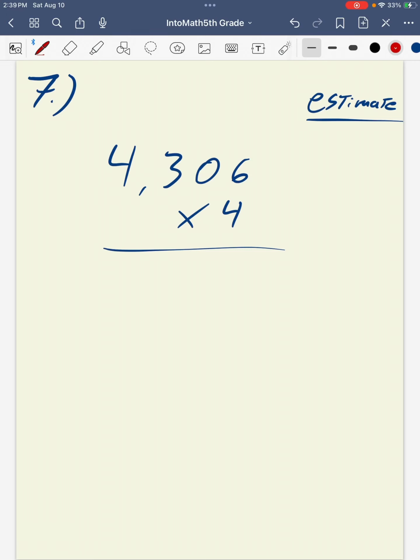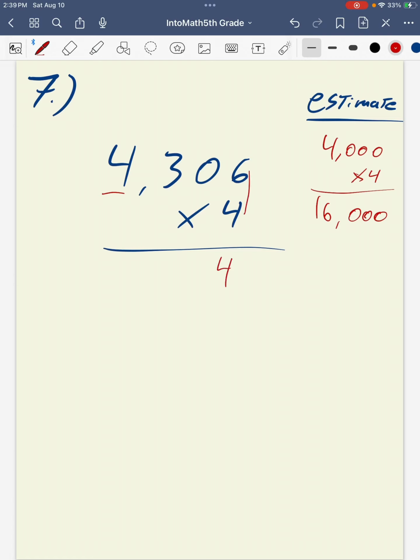Question number 7, I am multiplying 4,306 times 4. I'm going to quickly estimate by guessing 4,000, rounding down or staying the same, times 4, which would give me a product of 16,000. Now that I've done my quick estimate, I multiply by ones.